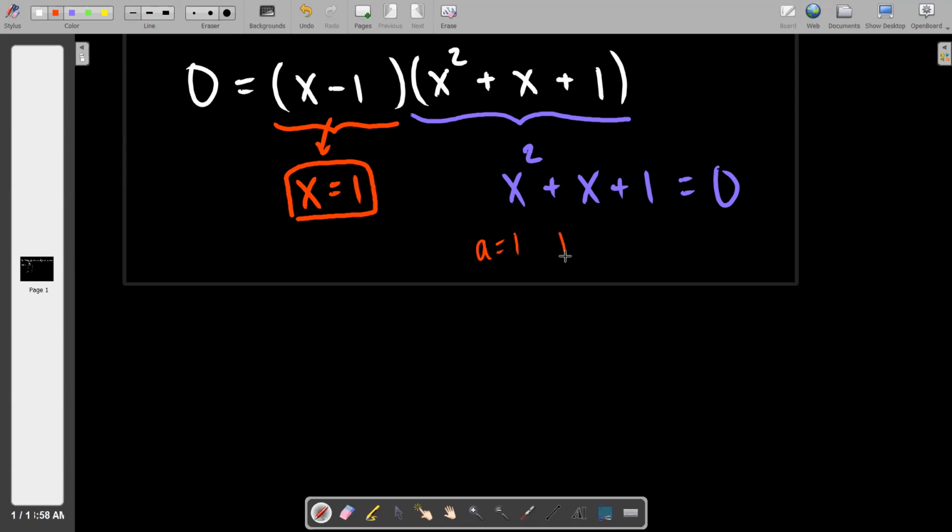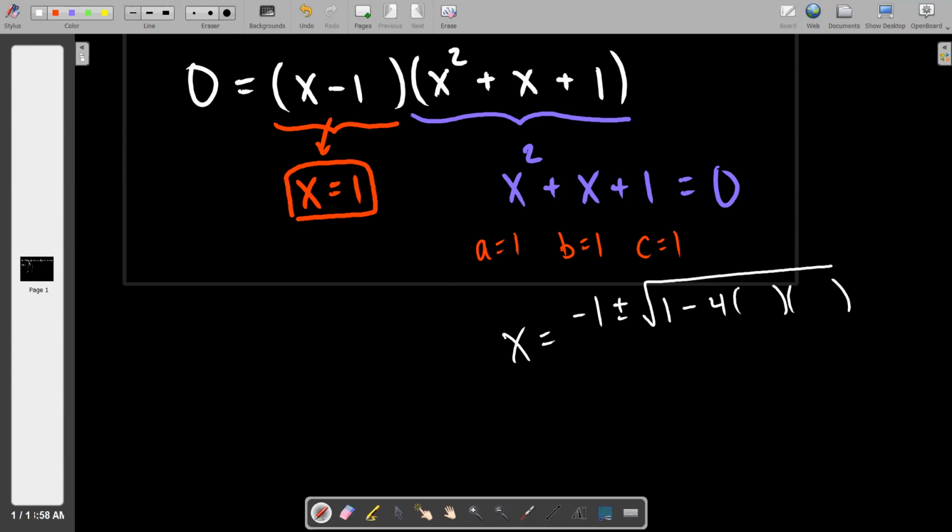What's B? What is C? Good. So we're going to plug it into our little negative B plus or minus formula. Let's get rolling. X equals the opposite of B, so negative 1, plus or minus the square root of 1 minus 4 blank blank, all divided by 2 times 1, which is... Right, I'm going to go backfill my A and my C with a pair of 1s.